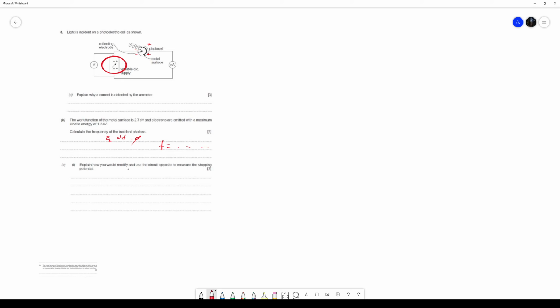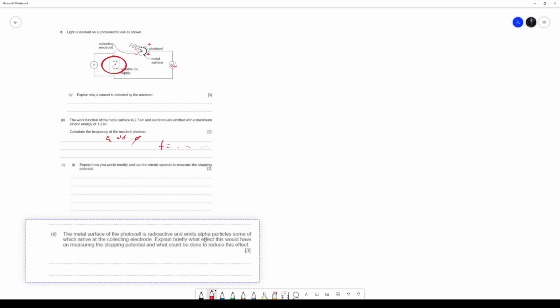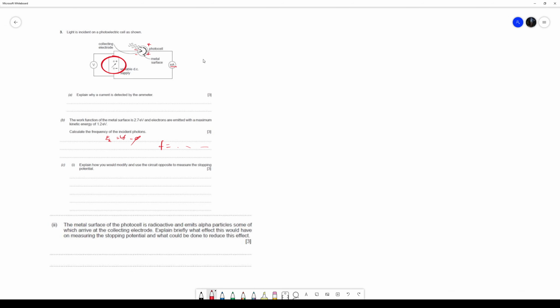So we need to swap the battery pack, and then to use the circuit to measure the stopping potential, we would gradually increase this potential difference from 0, and the stopping potential is the PD required to cause the current to drop to 0. So we gradually increase that PD until the current stops. The metal surface of the photocell is radioactive, emits alpha particles, some of which arrive at the collecting electrode. What effect would this have on measuring the stopping potential, and what could be done to reduce this effect?